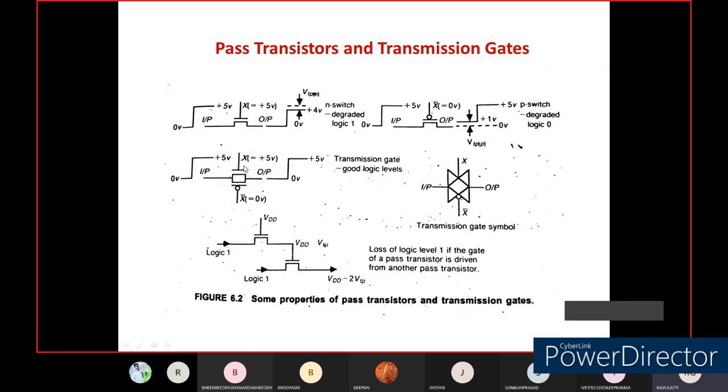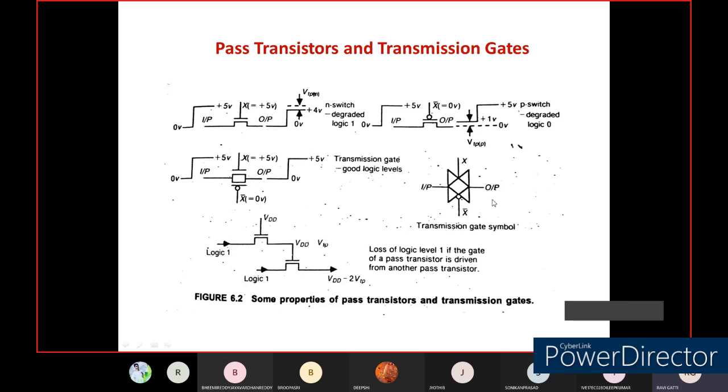Why? Because the NMOS transistor does not pass logic high very well, and the PMOS transistor does not pass logic low very well. Therefore you are supposed to apply a logic high to the gate terminal of the NMOS transistor and a logic low to the gate terminal of the PMOS transistor. If you apply this, then the output will be coupled to the input terminal.